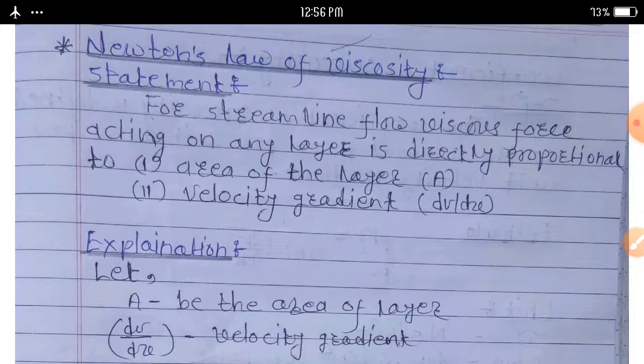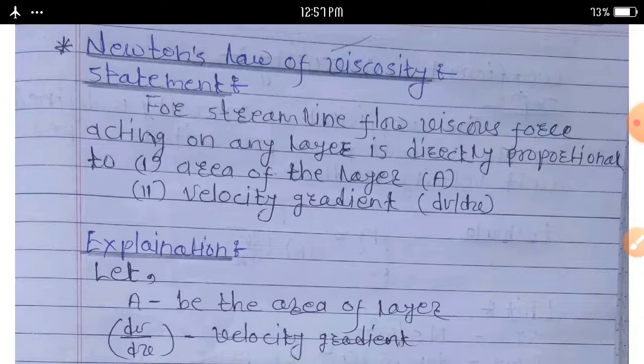In the last video we discussed steady flow, flow line, streamline, flow tube, streamline or laminar flow, turbulent flow, critical velocity, Reynolds number, and a very interesting property of a fluid, viscosity. Today's video we will discuss first Newton's law of viscosity.